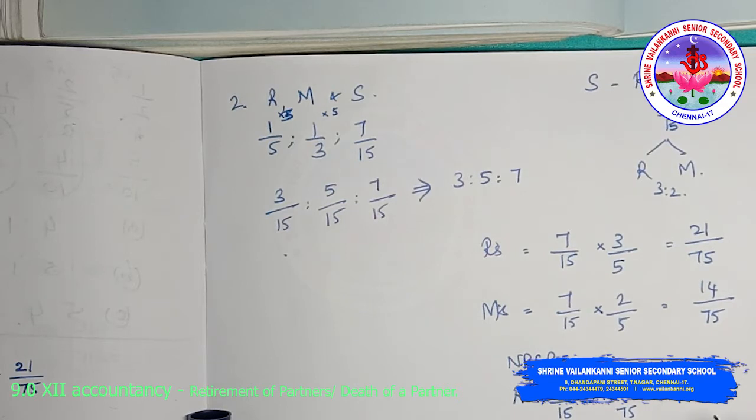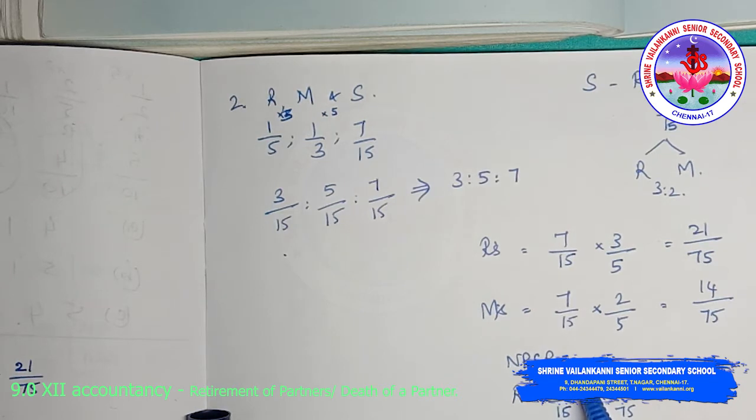Okay, so you need to multiply this by 5 so that the denominators are equal. So 5 into 3 is 15, 15 into 5 is 75, plus 21 by 75. Similarly, multiply this with 5, 25 by 75 plus 14 by 75.